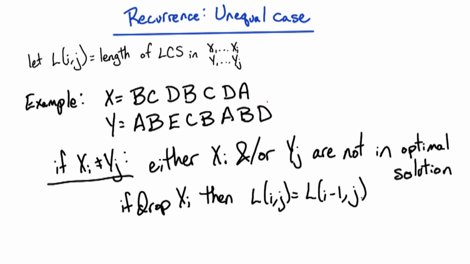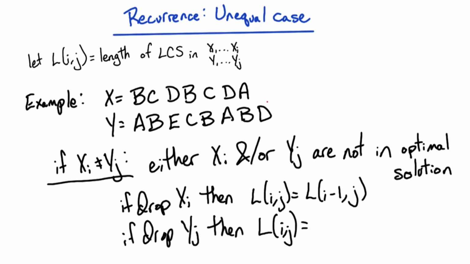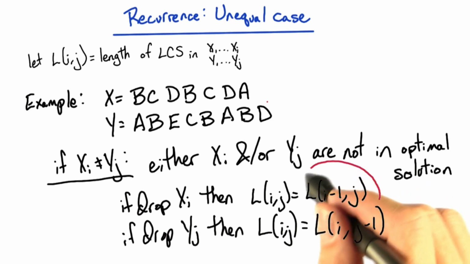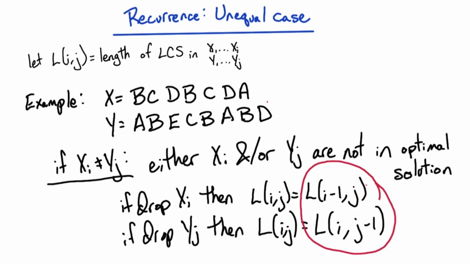The other scenario is that we drop the last character of y, and in this case, L of ij is L of i j minus 1. We just dropped yj from y. How do we know which of these two is the better solution? We just take the larger of the two. So that's going to be our recurrence. Our recurrence is L of ij is going to be the max of these two possible solutions.